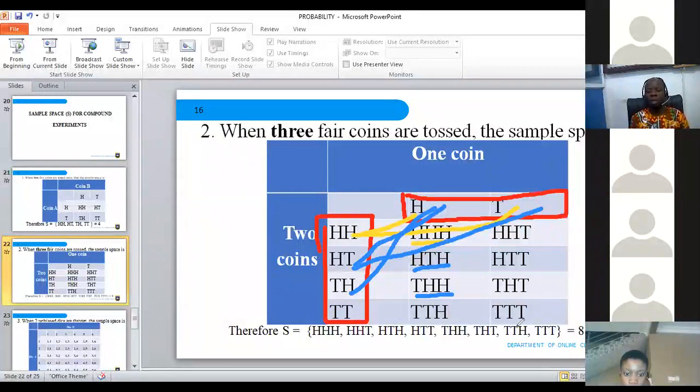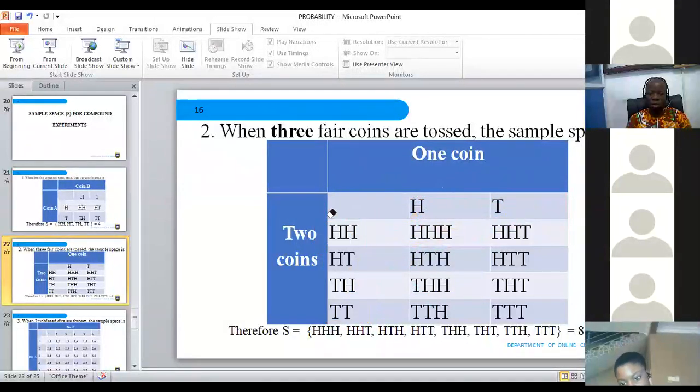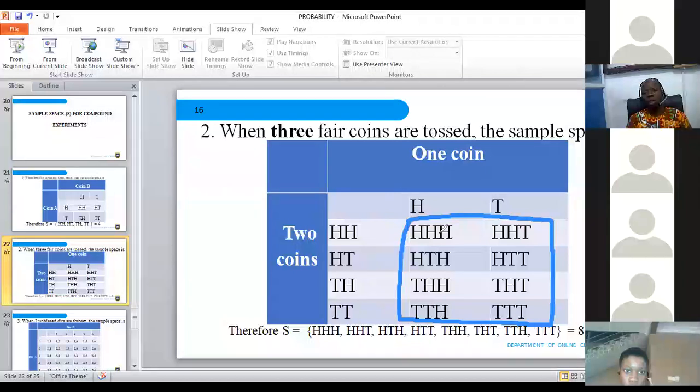So the sample space in this case will be 8. The sample space will be all the events giving us 3 results. The result we count over here is the one in the blue ink. So if you count all of this, 1, 2, 3, 4, 5, 6, 7, 8, that gives you a sample space of 8. Any problem with this?